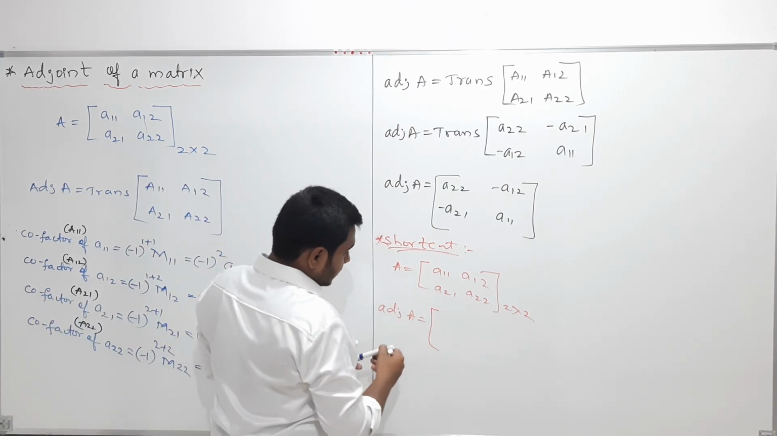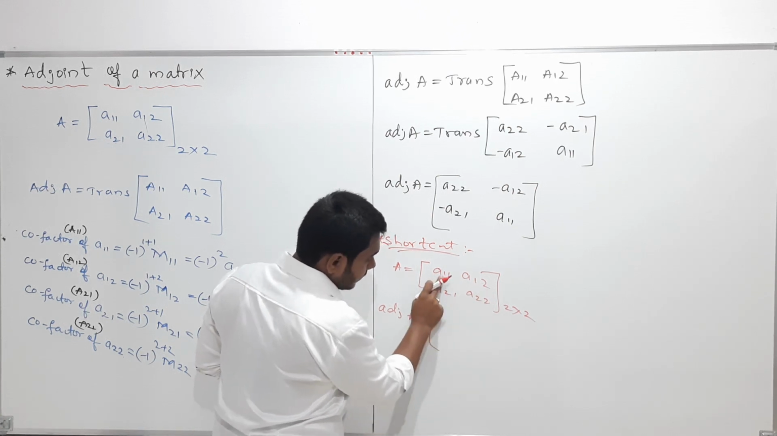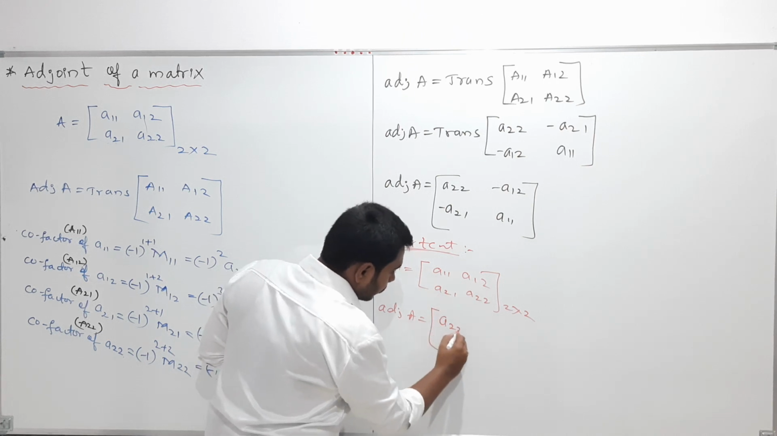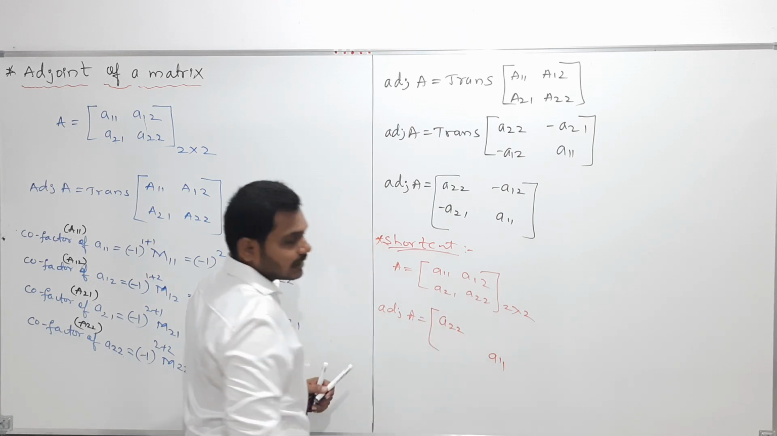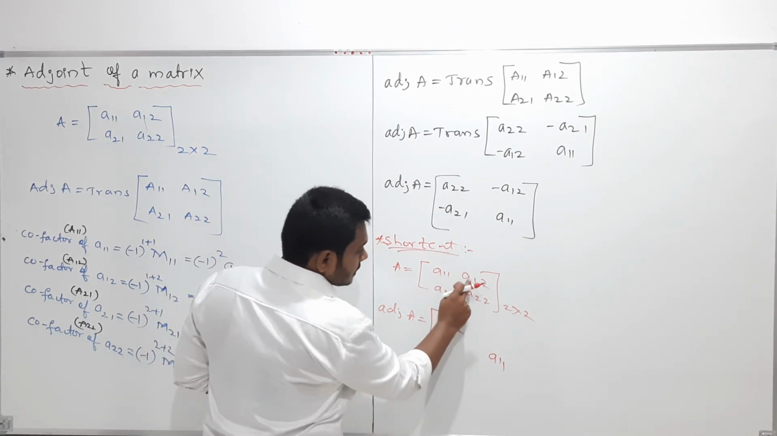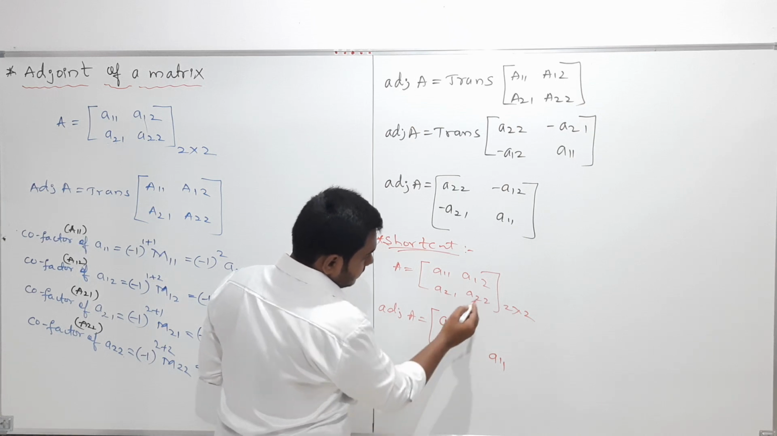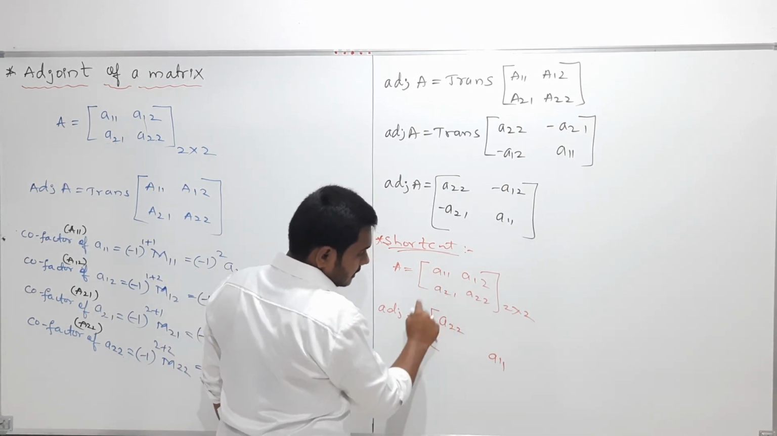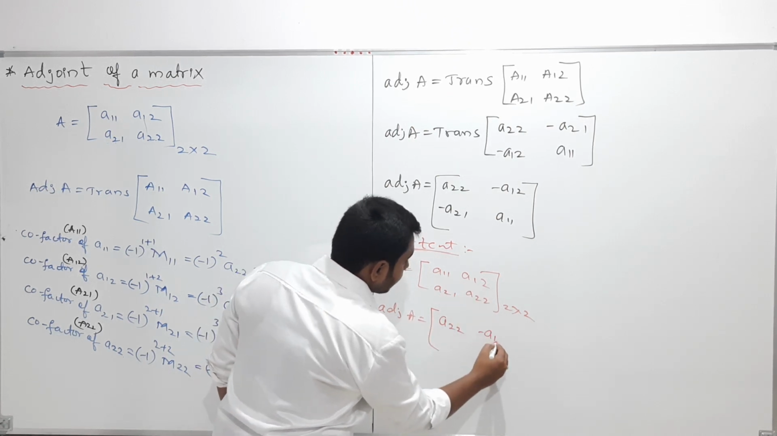What should you do? Just interchange the diagonal elements. Here it is A11, here it is A22, so I will interchange. First I will write A22 and here I will write A11. First interchange the diagonal elements and then change the sign of the non-diagonal elements. So interchange this element and this element, and here change the sign: plus A12 becomes minus A12.